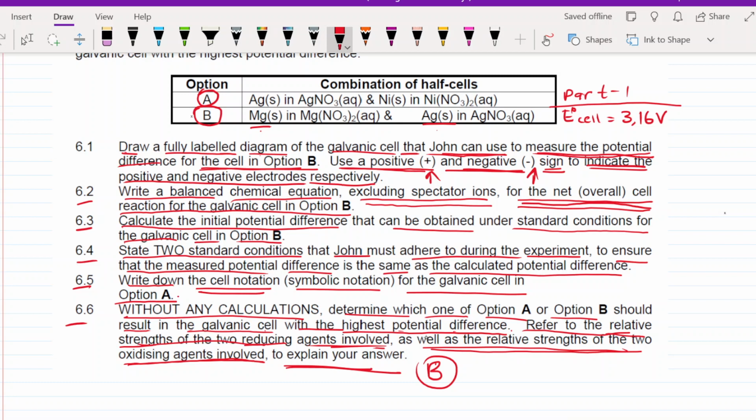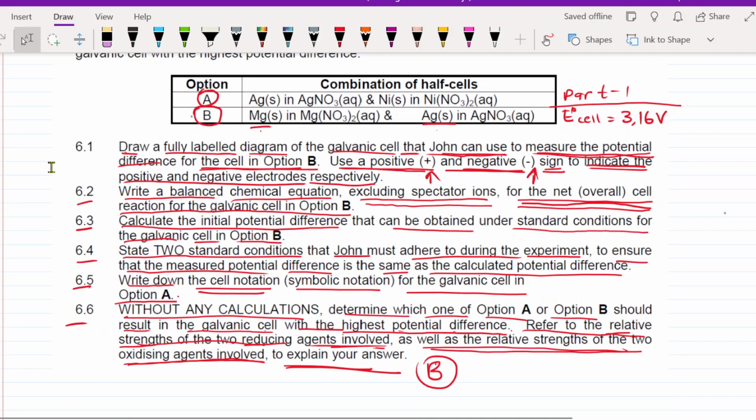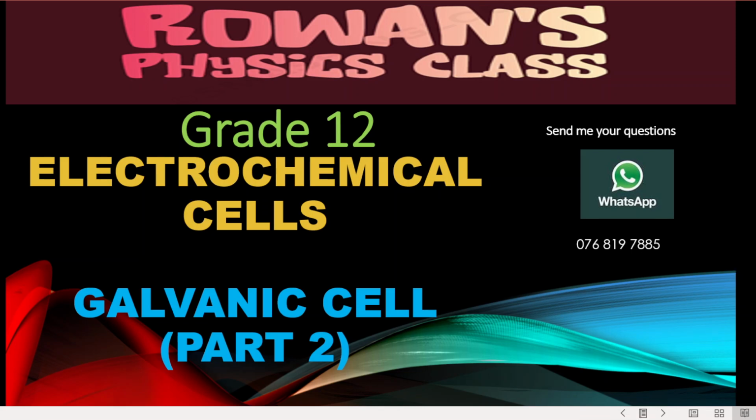I think we will now look at the last type of the galvanic cell, which involves a gas. That will be on part 3. So now I will see you on part 3 of our videos on galvanic cells.